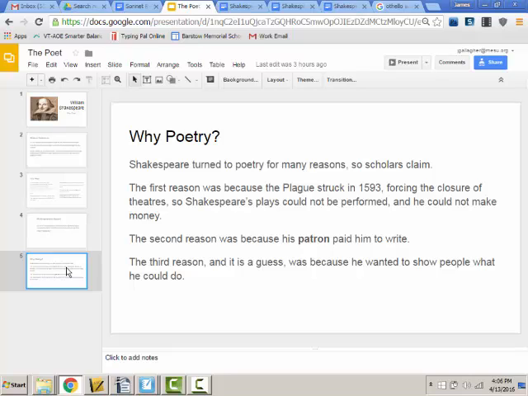Plus there's an audience. Second reason was because his patron paid him to write it. All right, a patron was someone who basically pays your bills. The third reason, and it's a guess, but it's because we think he wanted to show off. And who can blame him? He was a genius. All right, so that's Shakespeare the Poet.